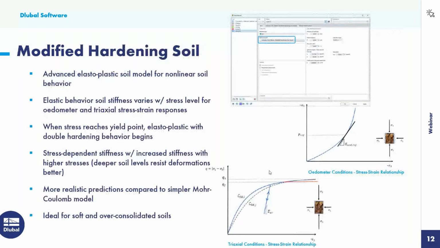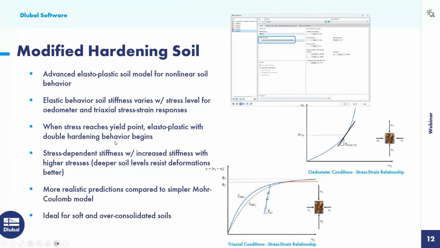The third material type is a modified hardening soil. This is an advanced elastoplastic soil model for nonlinear soil behavior. For this one, we have elastic behavior, with soil stiffness that varies with the stress level for both the oedometer and the triaxial stress-strain responses. And again, we have two separate stress-strain diagrams depending on the different conditions applied here.